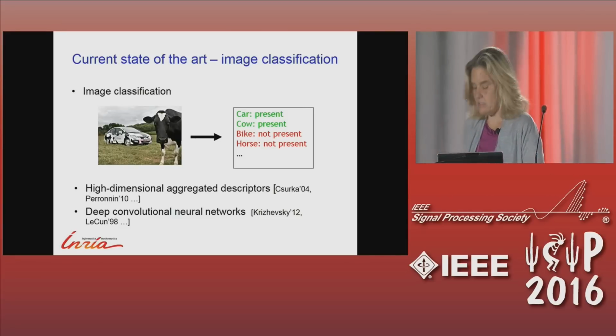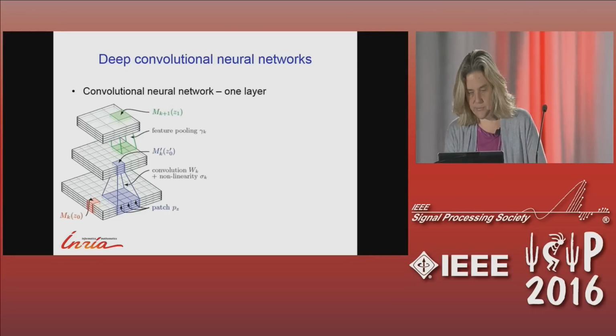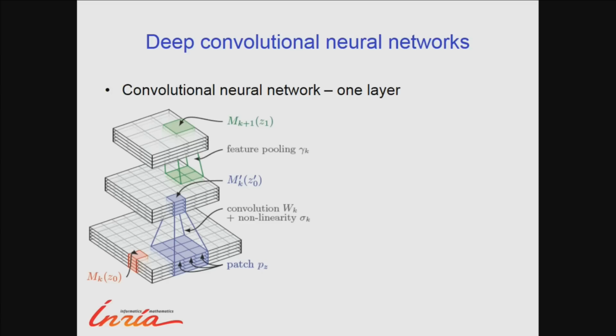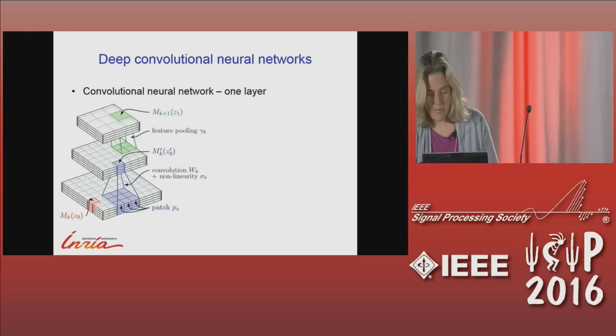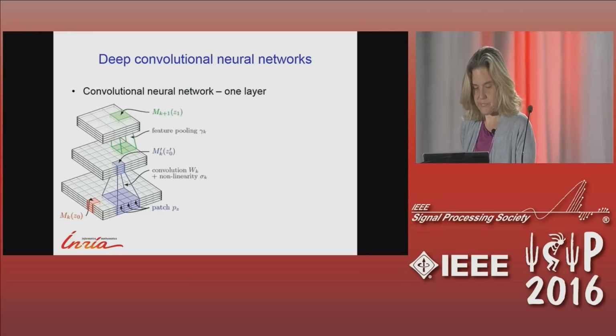And so what is the idea of deep convolutional neural networks? Maybe you're familiar with it, but I just give a short overview. So what they do is they have a set of convolutions which they apply in several layers to the image, and then on top of that, they have fully connected layers which then classify the image.